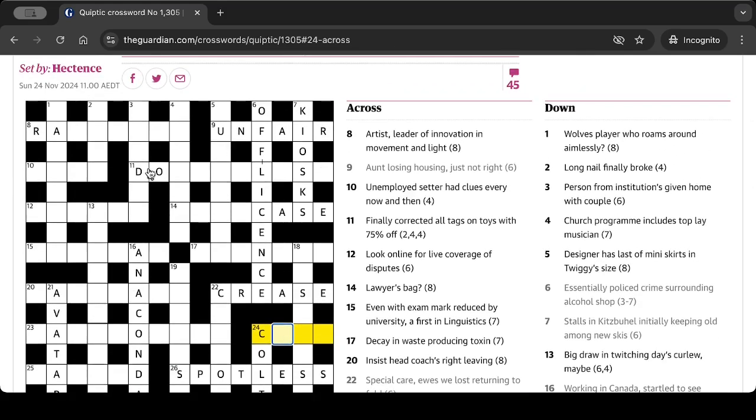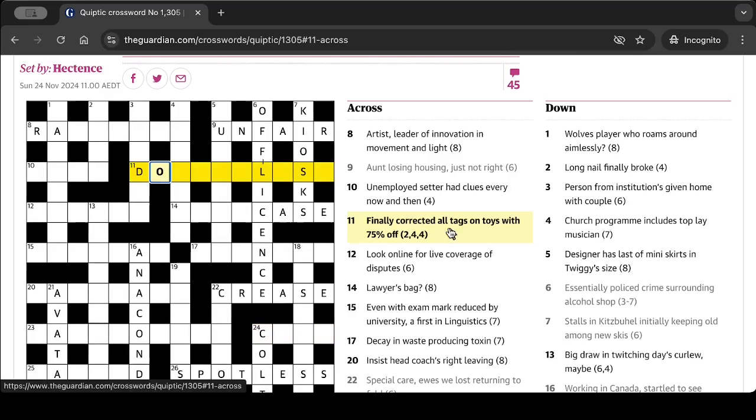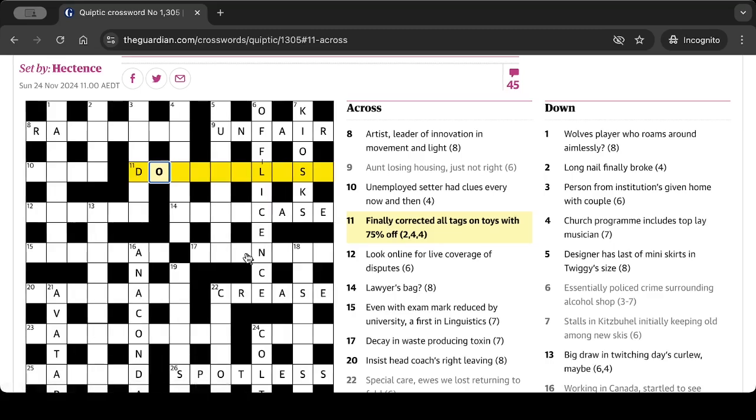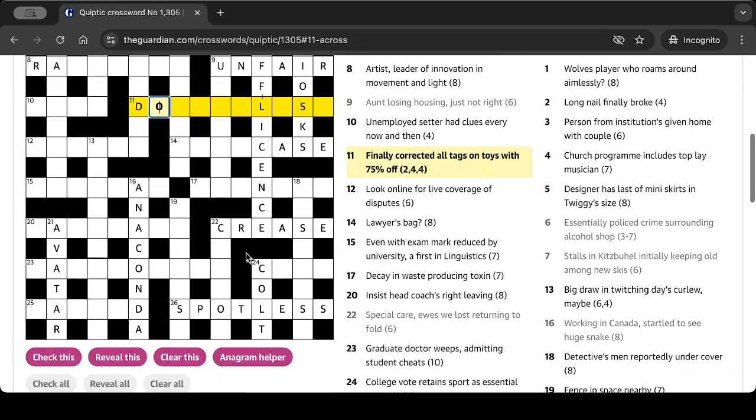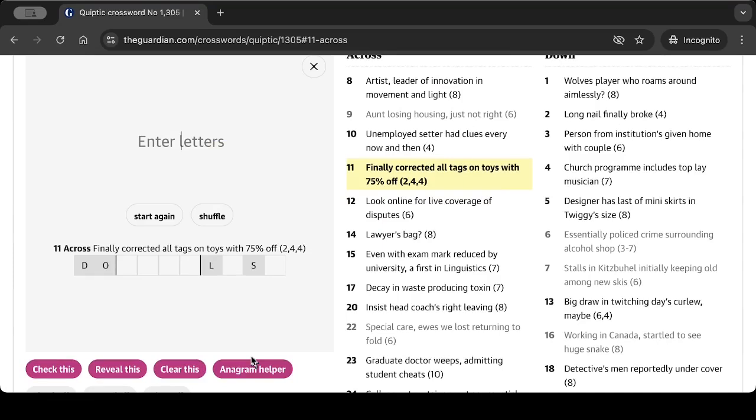This top right corner, maybe we'll go back and see if this 11 across works. So we said finally corrected could be D. All tags on could be the letters for an anagram, with toys being an anagram indicator, and then 75% off. The other thing is that 75% off could just mean take 3/4 of a word away. But I'm going to take a punt that it just means 75% off. Let's try this again. So we've got finally corrected as D, all tags on. Let's see.